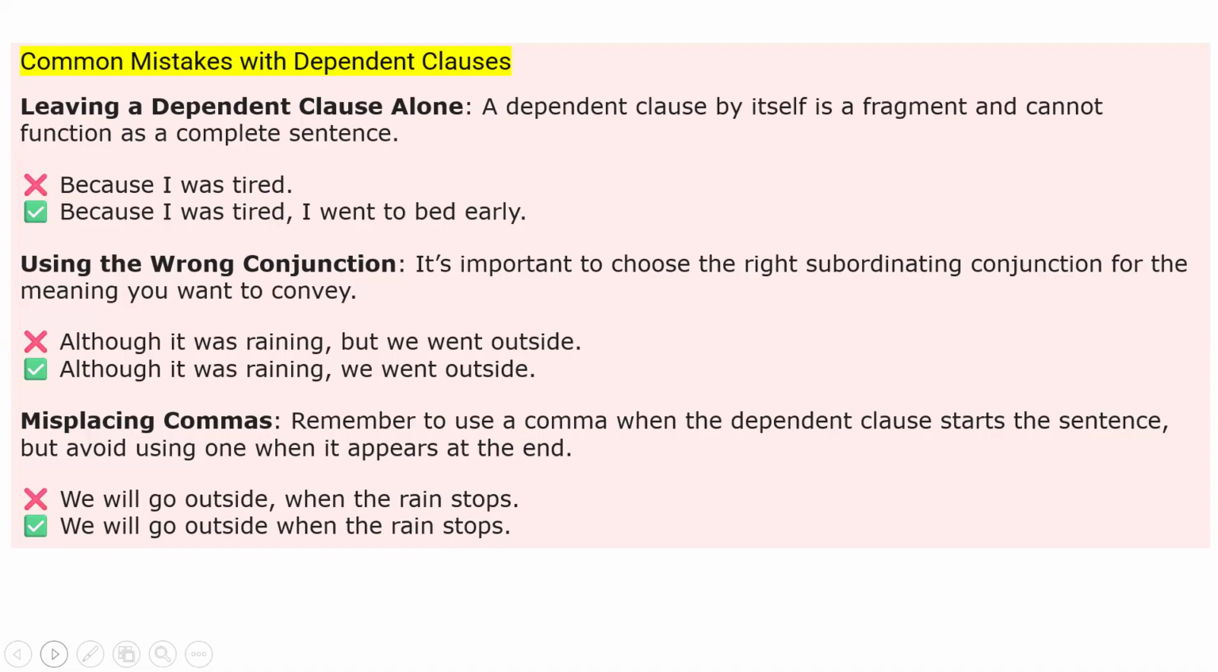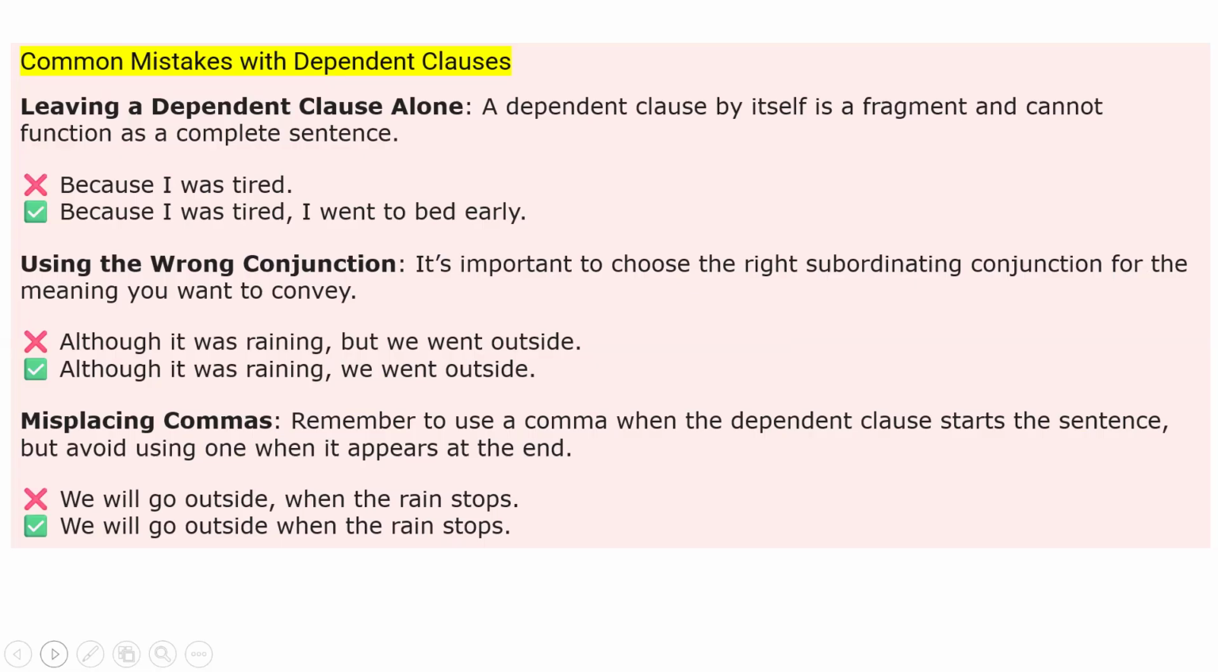So there is no requirement of using two conjunctions. But is a coordinating conjunction, although is a subordinating conjunction. So we are mixing both together, and it's a wrong sentence. Although it was raining, comma, we went outside. It is a correct sentence. We have to take care of commas. We learned this in the previous two slides also. Remember to use a comma when the dependent clause is at the beginning of the sentence, but avoid using a comma when the dependent clause is at the end of the sentence.